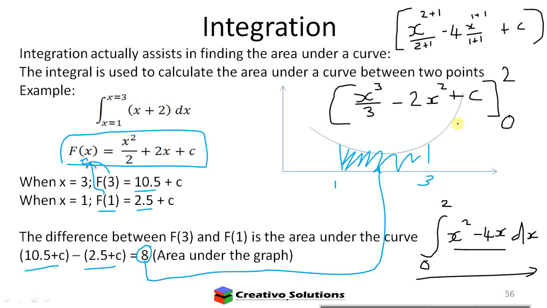The graph might not look the same as the example that I did earlier, but you can see it actually looks like this. It's a parabola. But the concept is still the same. You work out the area.